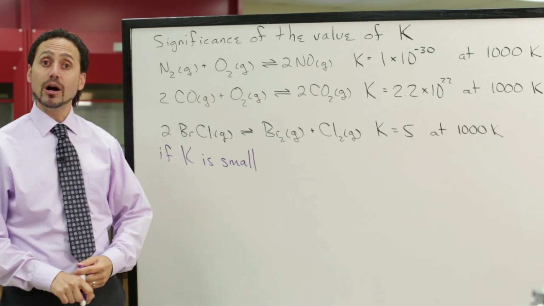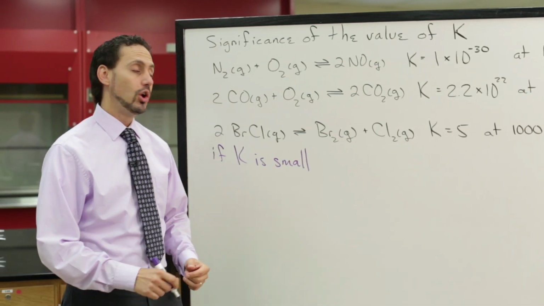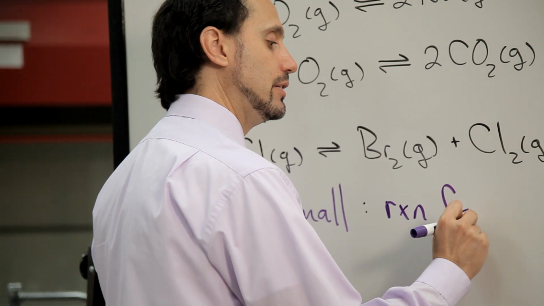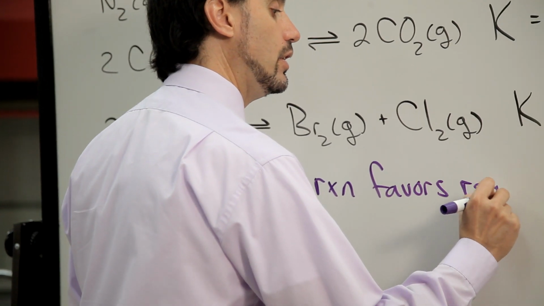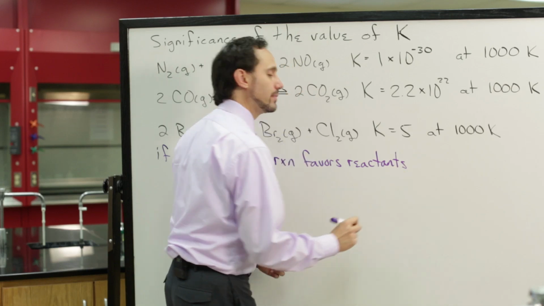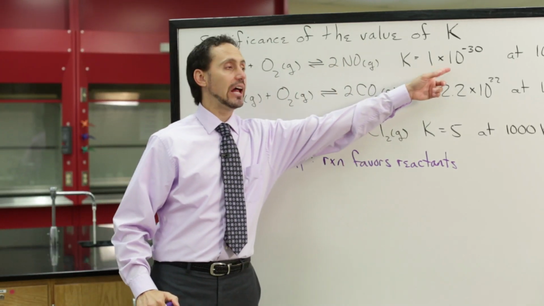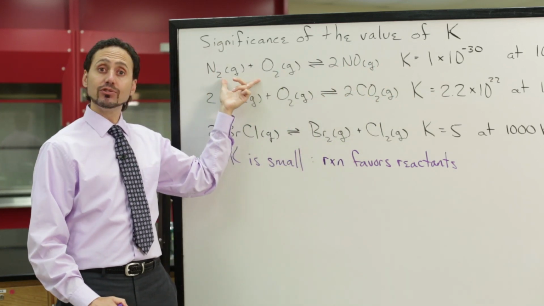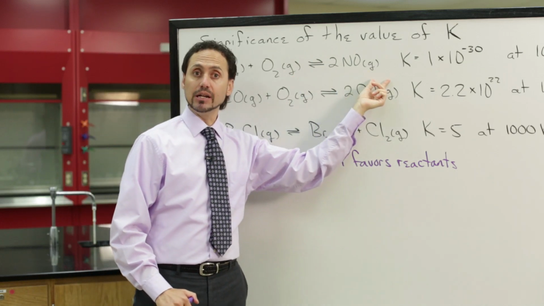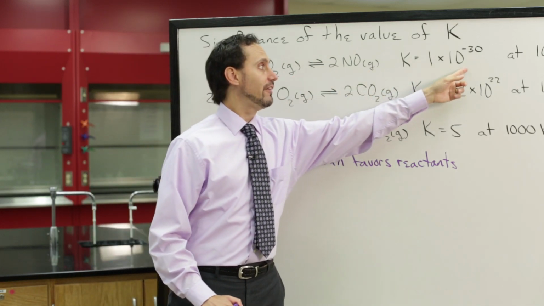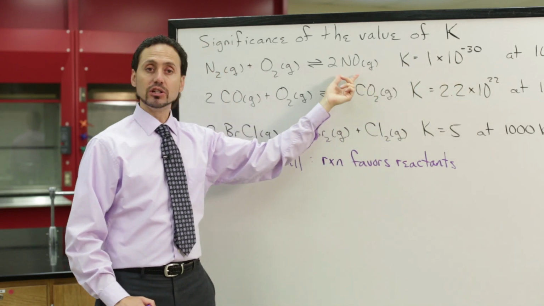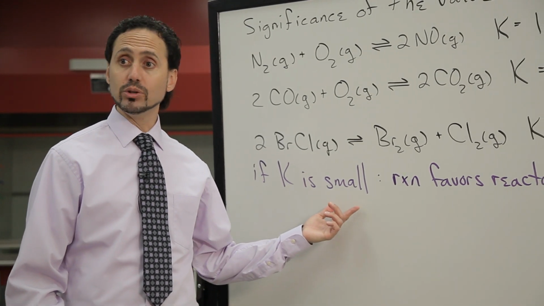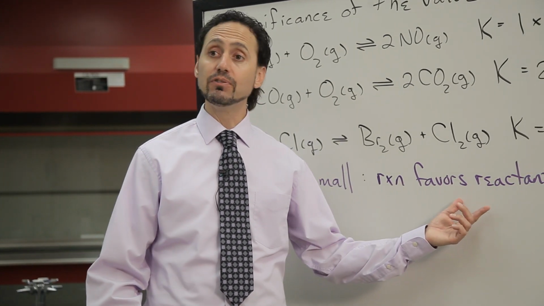If the value of the equilibrium constant is very small, we would say that the reaction favors the reactants. In other words, when we have a small value of the equilibrium constant, at equilibrium, we have a lot of the reactants and just a very tiny amount of the products. The smaller the value of the equilibrium constant, the smaller the amount of the products that are present.